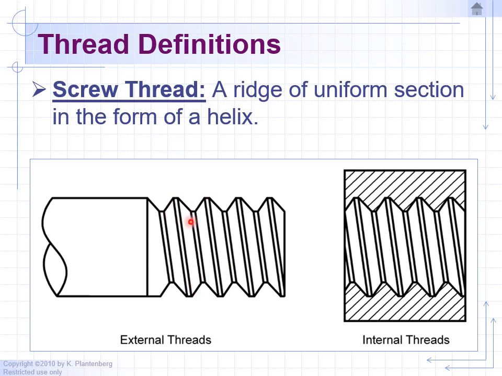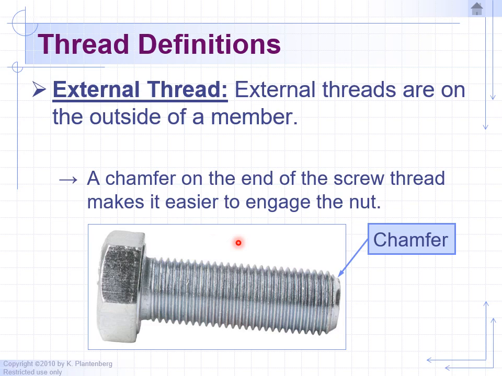Okay, so threads, if it's on a bolt, you refer to them as external threads. If it's in a nut or a block with a tapped hole, then you refer to them as internal threads. Here's an example of external threads, as you can see on a bolt or on a screw. External threads, and at the end we have a chamfer.